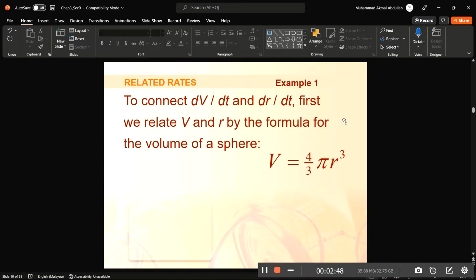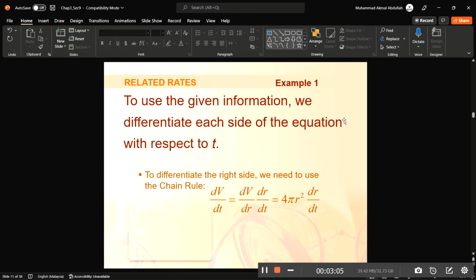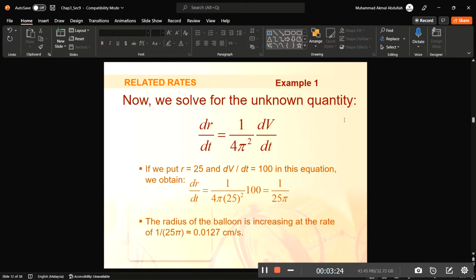Then we connect dV over dt and dr over dt. First we relate V and r by the formula for the volume of a sphere, V equal to 4 over 3 pi r cube. To use the given information, we differentiate each side of the equation with respect to t. We can differentiate it using the chain rule. dV over dt equal to dV over dr times dr over dt, equal to 4 pi r square times dr over dt. Now we can solve for the unknown quantity.